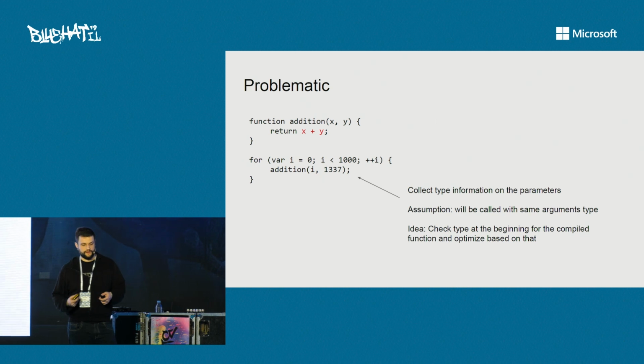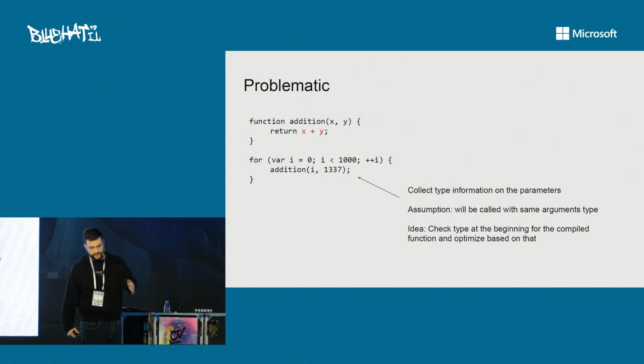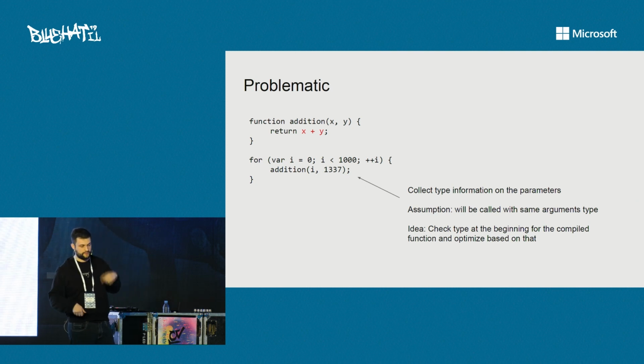So here I call the function repeatedly in a loop. i is going to be an integer, 1000337 is also an integer, and every time we call that function, the interpreter collects type information saying, oh, x is an integer, y is an integer. And every time we run the loop, we call that, up to the point where we'll actually say, oh, this thing has been called a lot, let's JIT compile it.